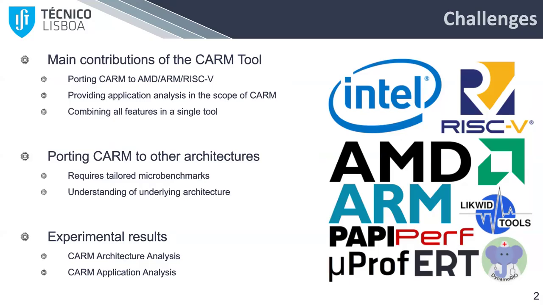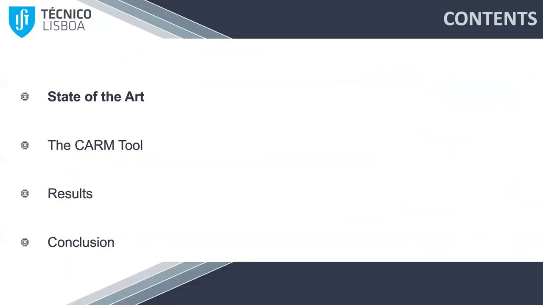So this is actually quite a complicated process, because in order to build a CARM model for a CPU, you will need some tailored microbenchmarks that can take full use of the CPU's memory system and floating point units. So this requires having a good understanding of the different underlying architectures and the ways to maximize their utilization. At the end of this talk, I'll also show you some experimental results obtained with the CARM tool, such as a CARM-based architecture and application analysis. So these are the overall contents of this presentation. We'll start with a bit of state of the art, then present the CARM tool, move on to some experimental results, and finally the conclusion.